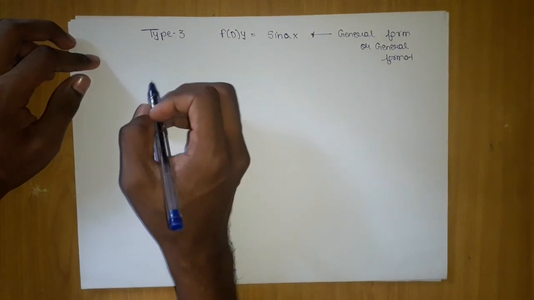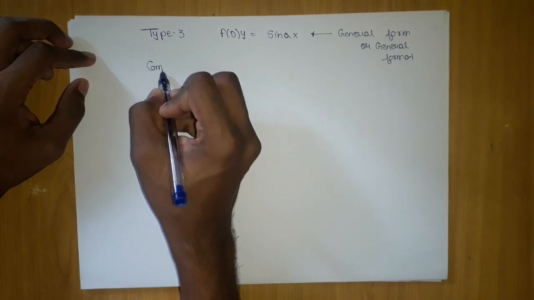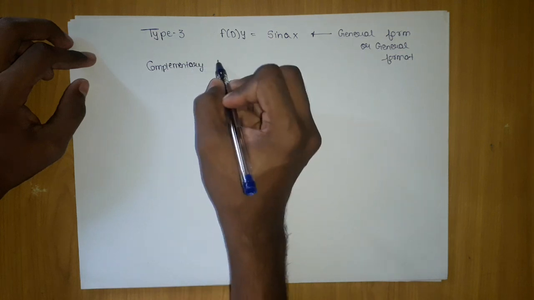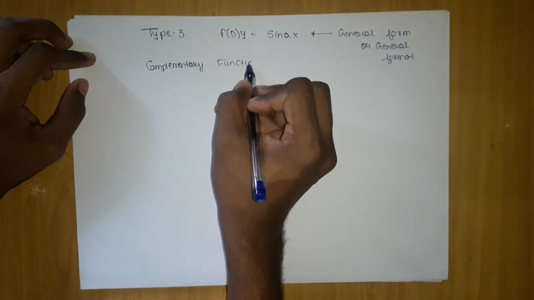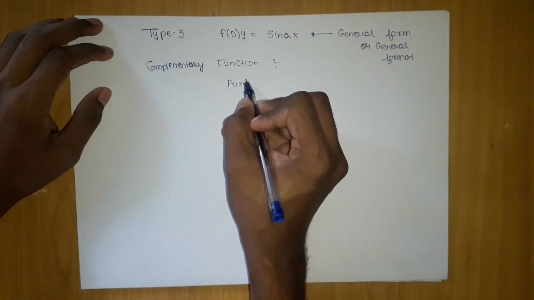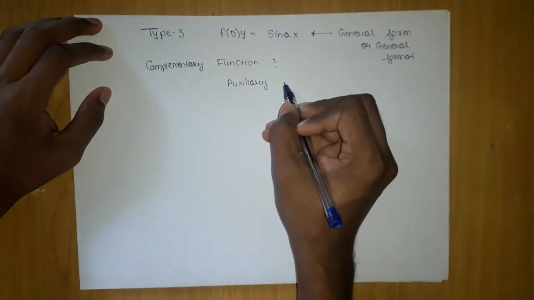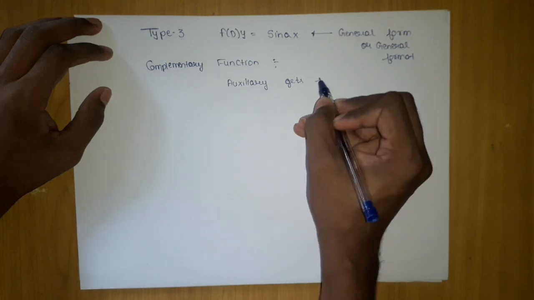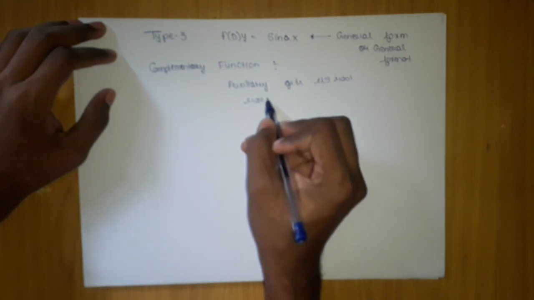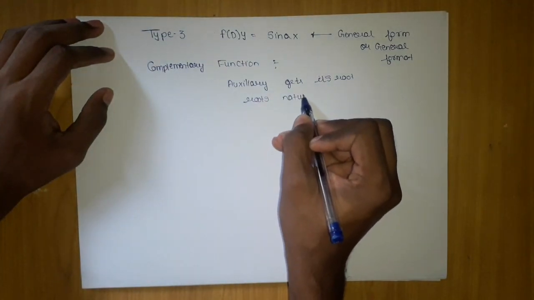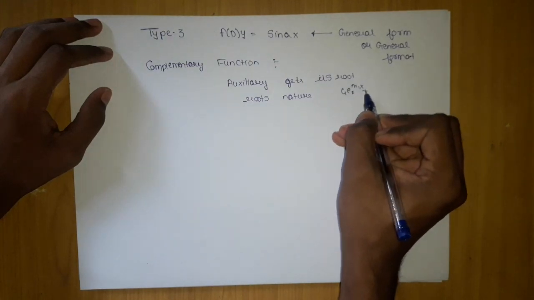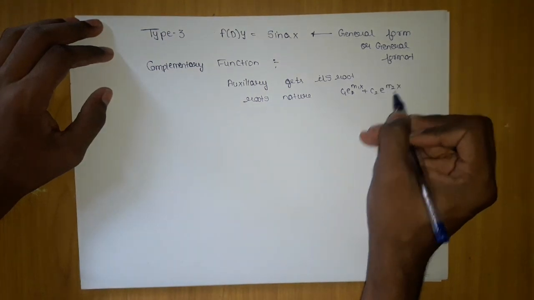Now let's understand. You know how to find the complementary function. Complementary function is the easiest to find. You need to get the auxiliary equation, get its roots, check the roots' nature, and then use the format, which was c1 e to the power m1 x plus c2 e to the power m2 x and all that.